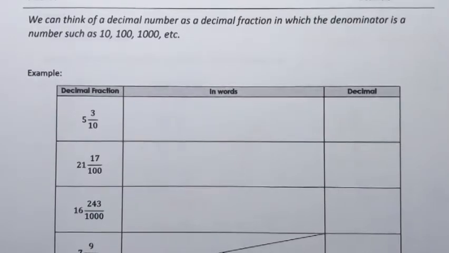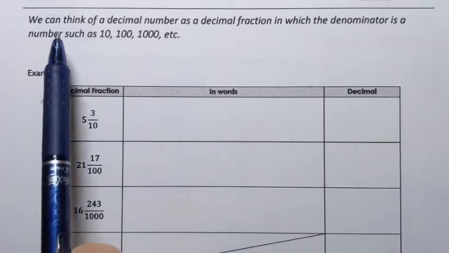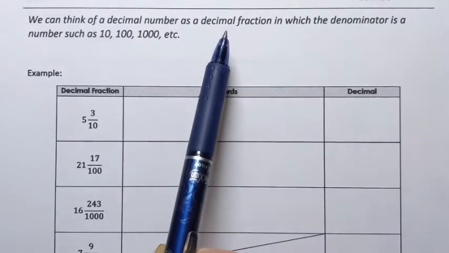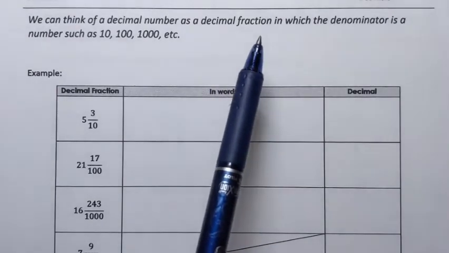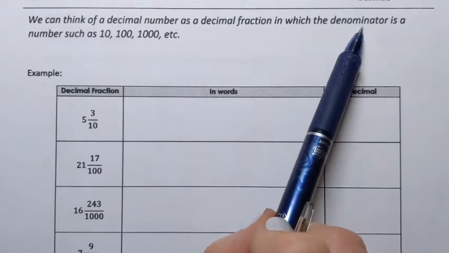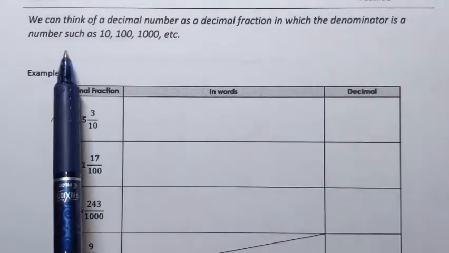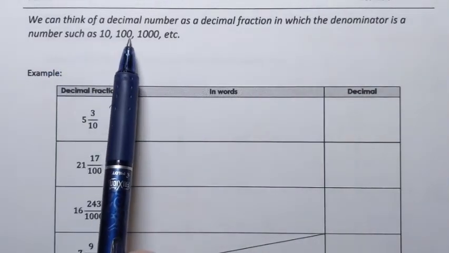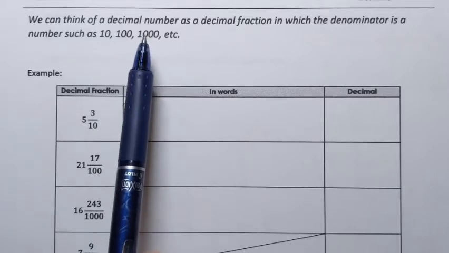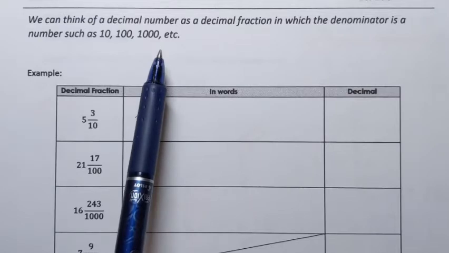In this video, we're going to talk about decimals. As it says here, we can think of a decimal number as a decimal fraction. Well, what is a decimal fraction? A decimal fraction is a fraction in which the denominator, the bottom number, is a number such as 10, 100, 1000, 10,000, so it's basically 1 and so many zeros.